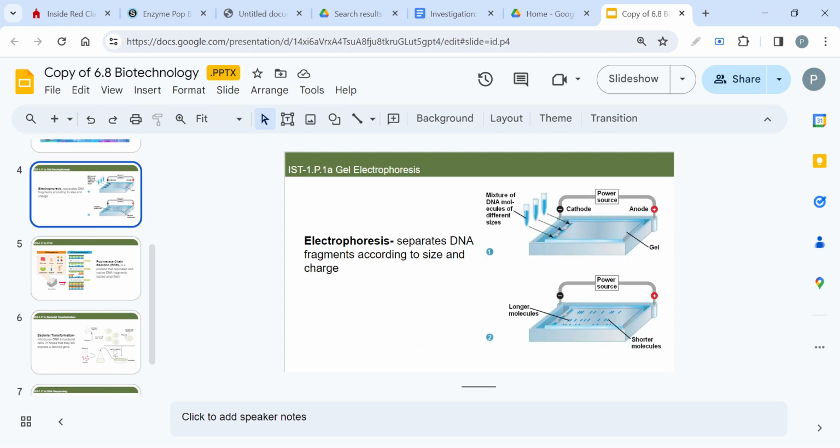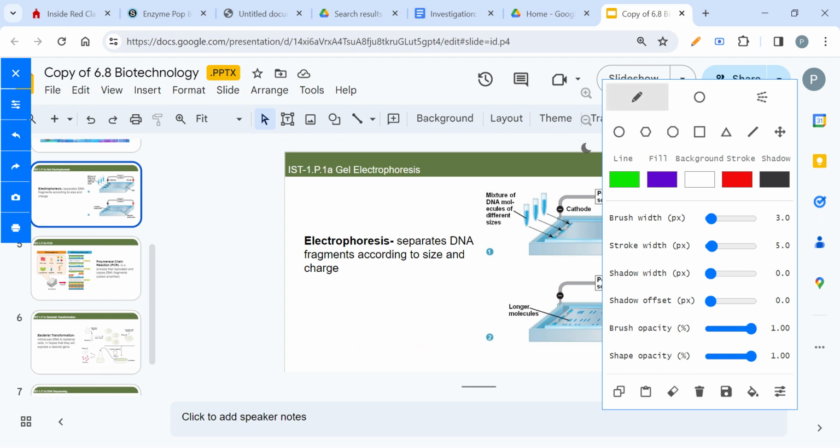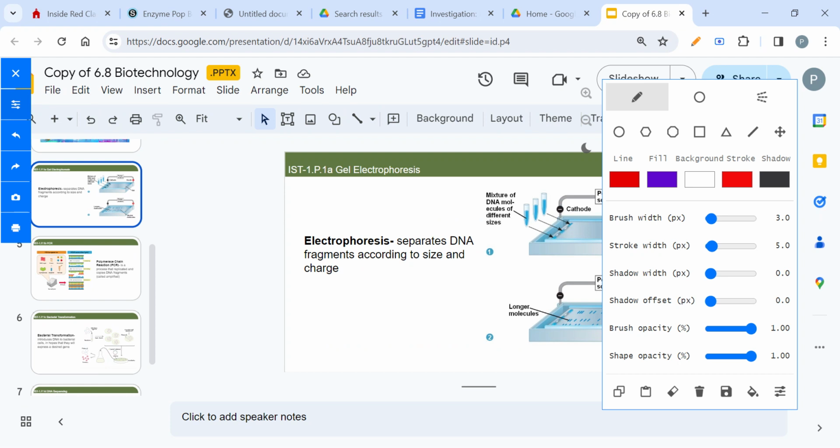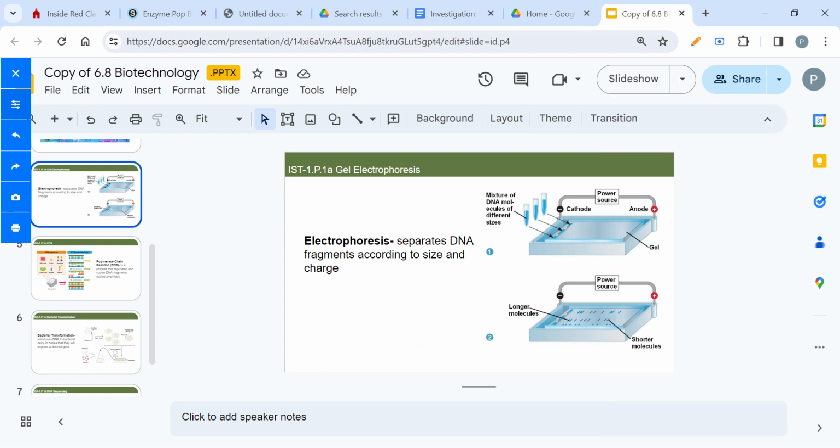So the first thing we end up doing is that we're going to go ahead and use gel electrophoresis in order to separate out the DNA to figure out our sequences to begin with. Now, for those that are not aware of how gel electrophoresis works, it starts off like this. We put the DNA into this side over here, and you attach a negative cathode onto its end and a positive anode on that end.